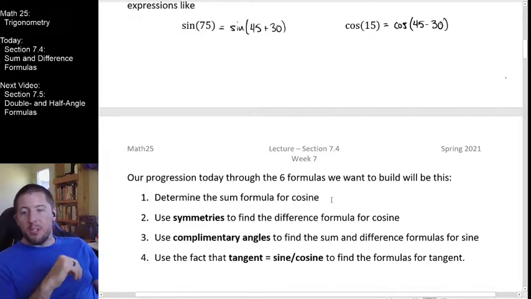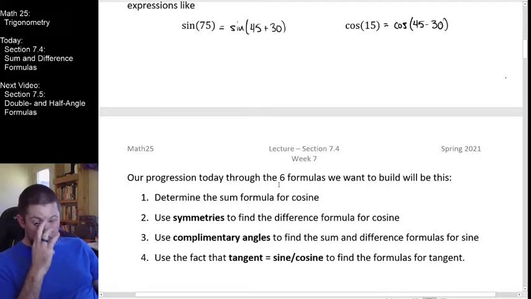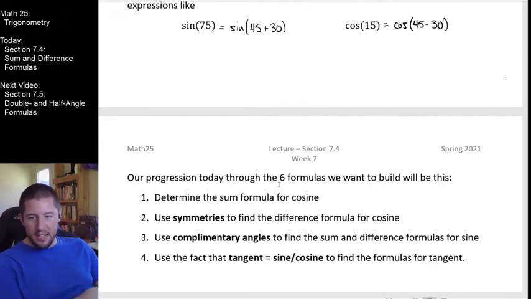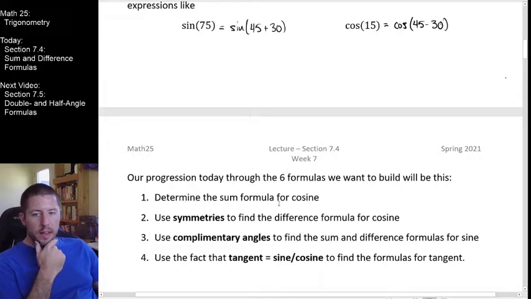I could probably come up with literally any of the 6 formulas first. It's just that the first one is going to take effort because all the remaining 5 are going to be based on the first one that we did. We're going to reuse our old results a lot. So we're first going to determine the sum formula for cosine. That's how we'll start.